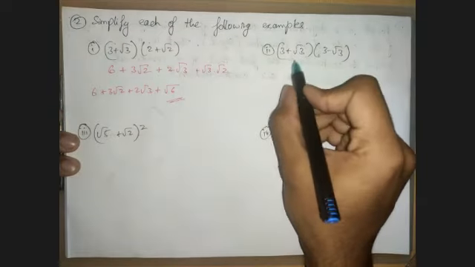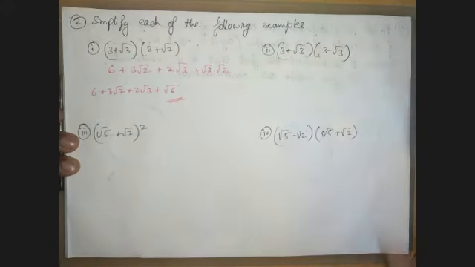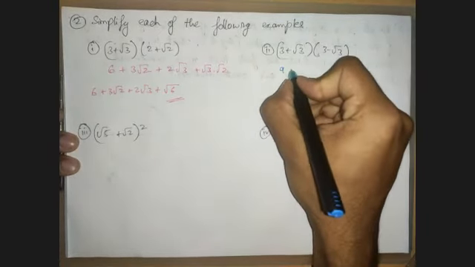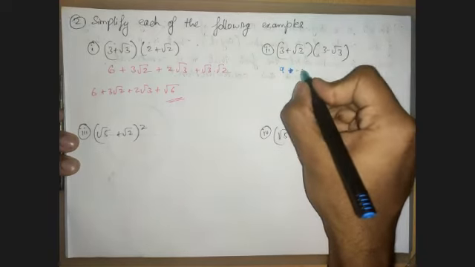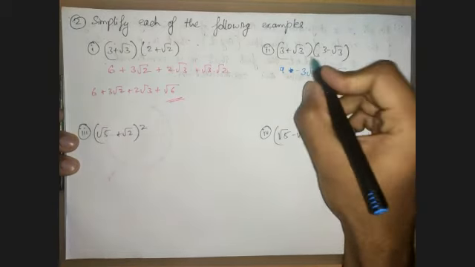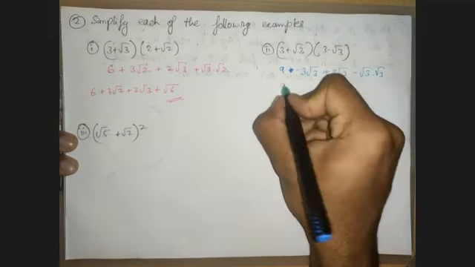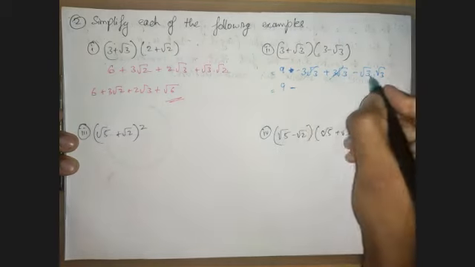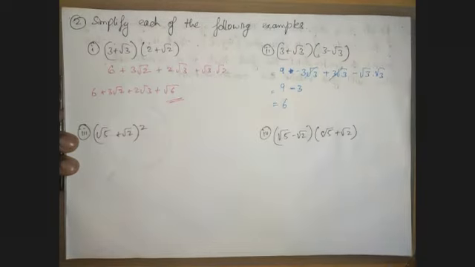If I look at the second problem, it is 3 plus root 3 into 3 minus root 3. How do we do this? We again multiply. 3 3s are 9, plus 3 into minus 3 root 3, then plus 3 root 3, and minus root 3 into root 3. I would get 9, and these two get cancelled. I would get minus root 3 into root 3, which is root 3 square, that is nothing but 3. I would be getting this as 6.